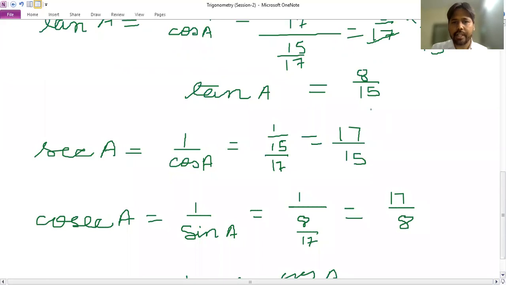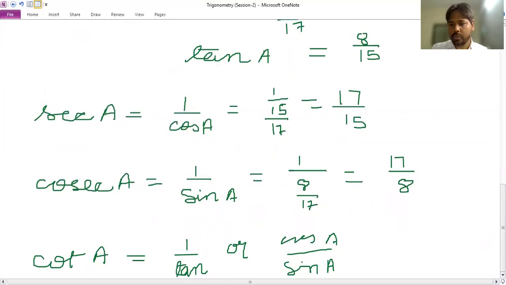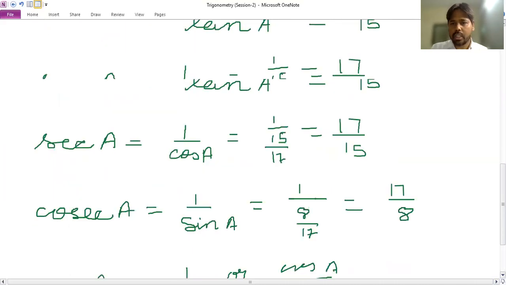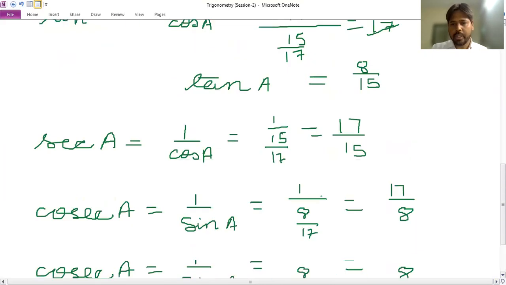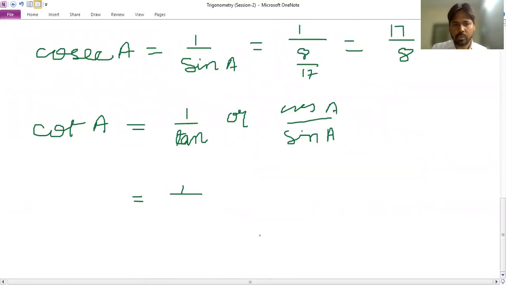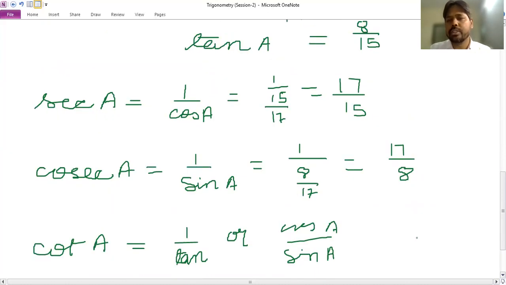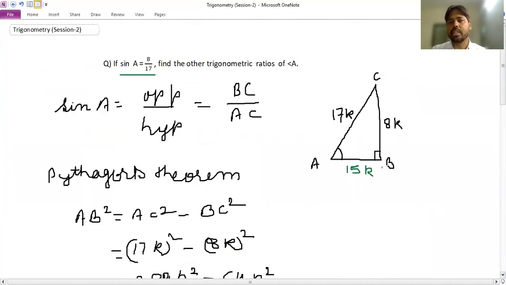We have found the value of tan, that is 8 upon 15. So we will take the inverse of tan, 1 upon 8 upon 15, and then we will be left with the value of cot A equal to 15 upon 8. So this is how we can find the entire set of trigonometric ratios if any one of the trigonometric ratios is given with respect to any given triangle.